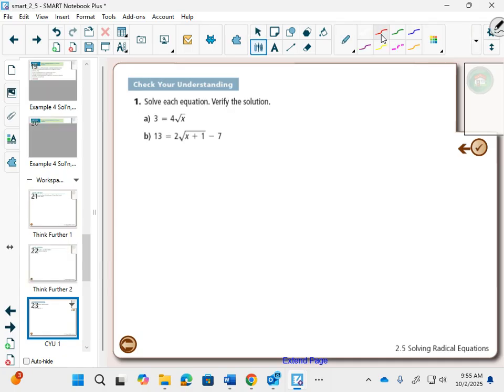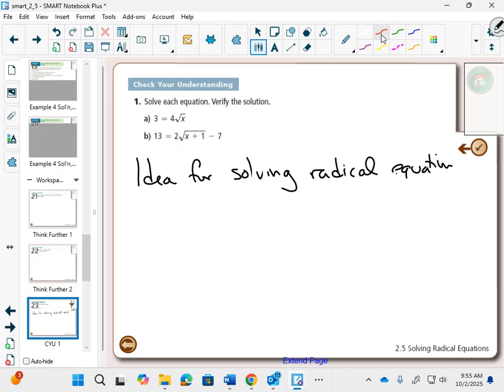And here's going to be the idea. The main idea for solving radical equations. The problem is the square root sign. How do you get rid of a square root sign? What would be the opposite of it? Squaring. So that's the idea for solving a radical equation.